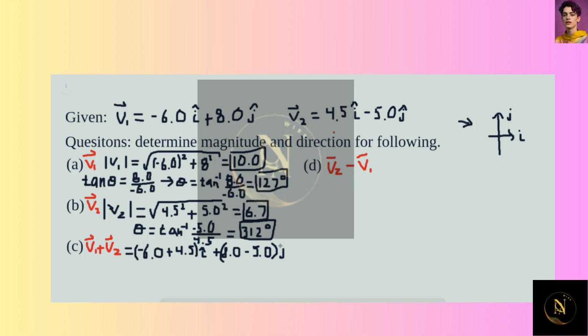In the J hat direction. Okay. And if you go ahead and carry this out, you'll find that this comes out to be 4.5, or I'm sorry, 4.5 plus minus 6.0 is minus 1.5 I hat. Okay. And then for the J hat, 8.0 minus 5 is plus 3.0 J hat.